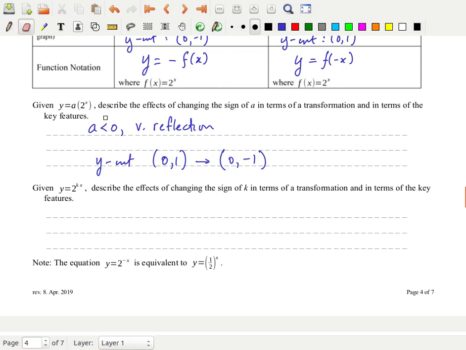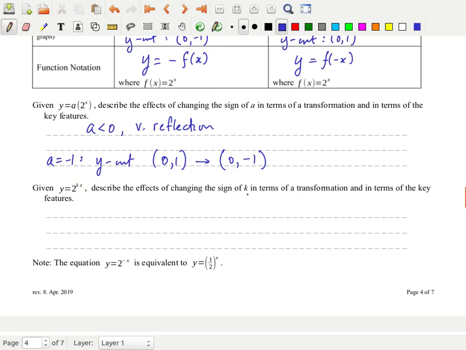Actually, so I'm going to change this. This was specifically for a less than 0. And here, when a was equal to -1, that y-intercept changed. Otherwise, it follows the rule in general for these vertical scalings, which is you take this 1 and you multiply it by a. So here we've got something written in the form 2 to the kx.